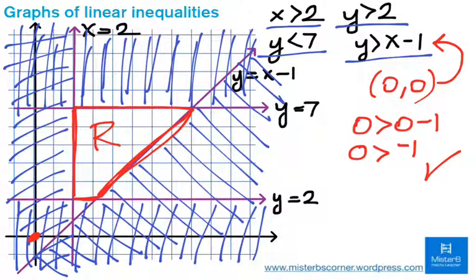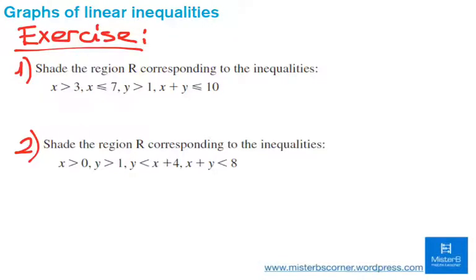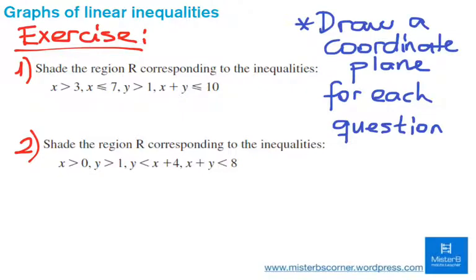So you can either shade the wanted regions and look at the intersection of lines, or you can shade the unwanted regions and take the region which is not shaded at all. Now it's your turn. Please draw a two-dimensional coordinate plane, then draw the lines, and then shade the regions appropriately. Thank you.